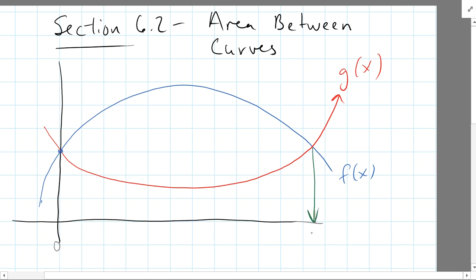right there, we're going to call that b. This is going to be our a. So we're going to integrate from a to b, right? And we're going to do it for those points of intersection. Could I easily find the area under f of x, between f of x and the x-axis? I could easily find that, couldn't I? It would just be this area, wouldn't it?